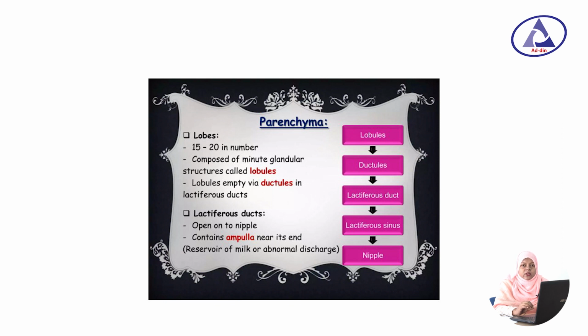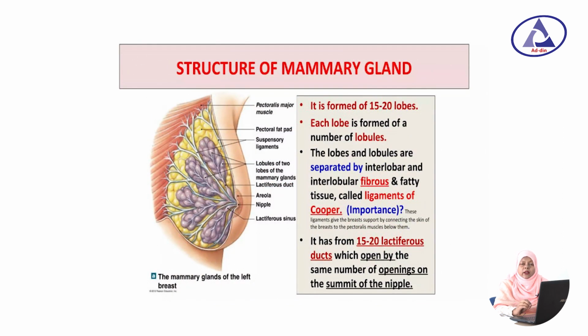So, in a glandular structure, it has two portions, that is the secretory portion, that is called acini, and there is some duct portion that is called ductules. The ductules, then lactiferous duct. So, again I repeat that each breast has 15 to 20 lobes. Each lobe is formed by the number of lobules.